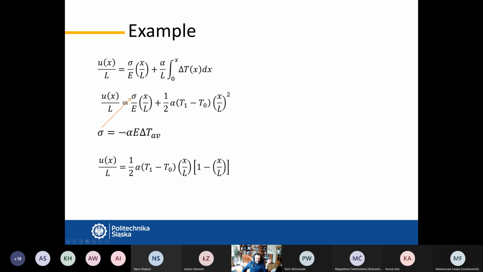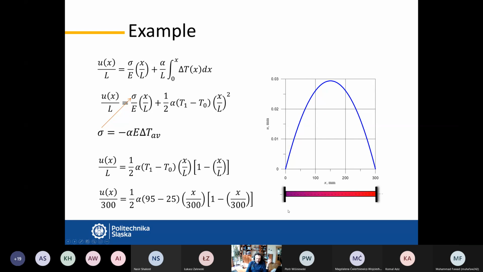So the stress is minus alpha E delta T average. So U over L would be expressed with this formula. You see a quadratic formula. And if we introduce data, U as a function of x divided by 300. So if we multiply it with 300, it goes on the right. This solution would be like here.